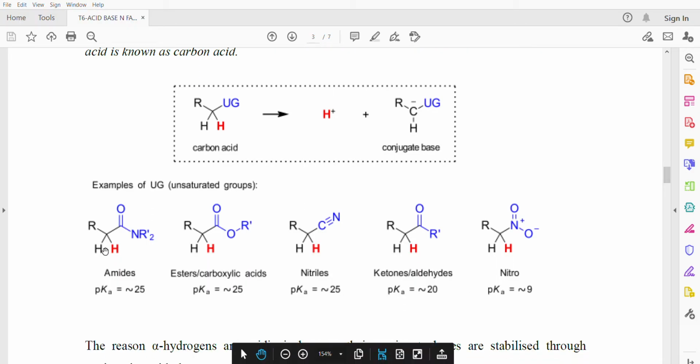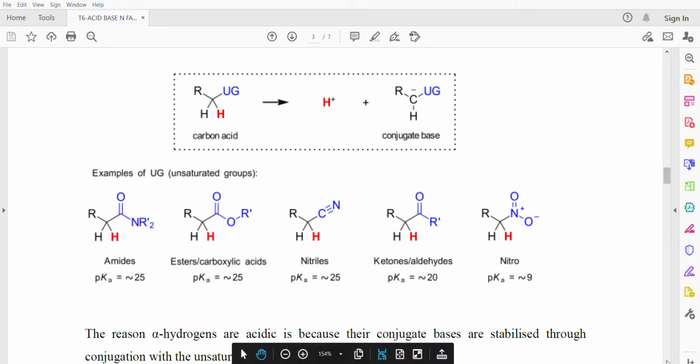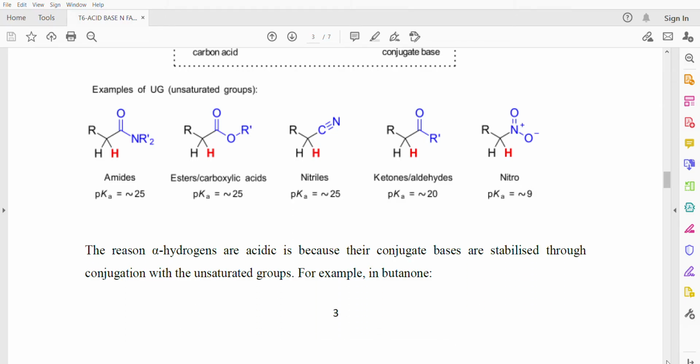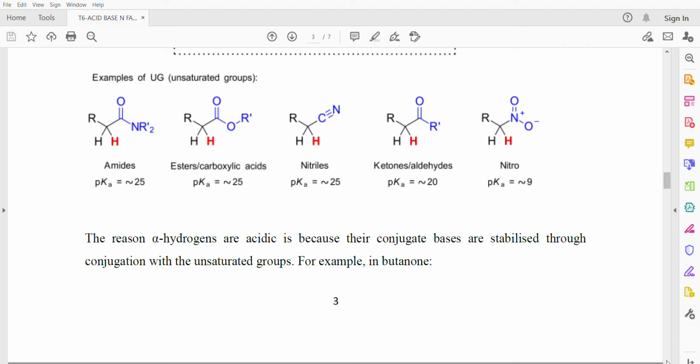So there are many possibilities of unsaturated groups. It could be an amide, it could be in the form of esters, it could be not only an ester but an acid if R prime is H. It could be a nitrile, carbonyl compounds, both ketone or aldehyde, or nitro, and pKa values are given. You can compare which one is more acidic.